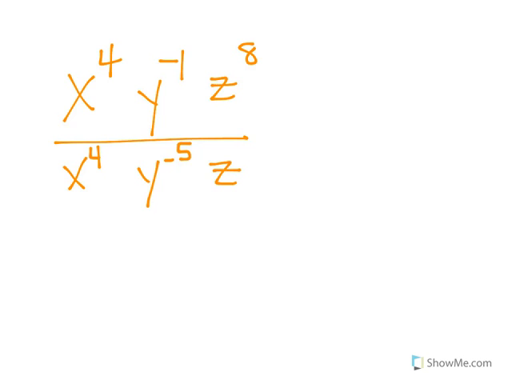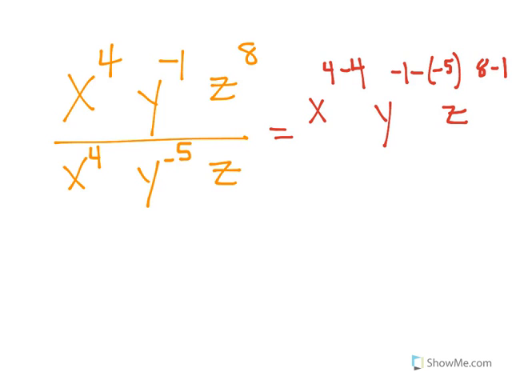Alright, so we're going to look at the different bases that we have that are the same. And if we split this up, we have x to the 4 minus 4. And then we have y raised to the negative 1 minus a negative 5. And z to the 8 minus 1, because we recognize that this z in the denominator is really to the 1st power.